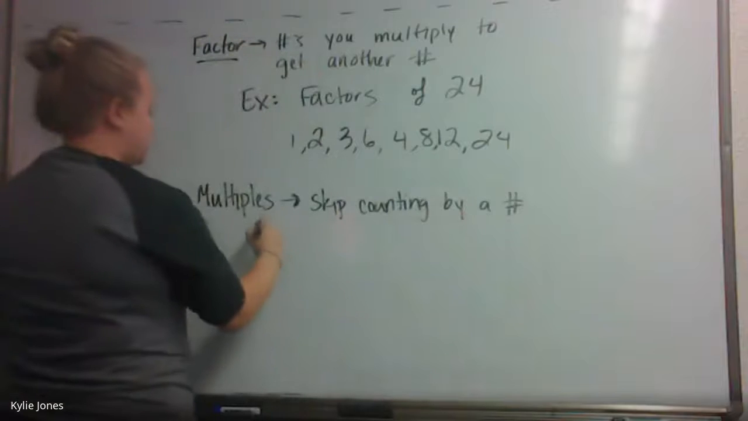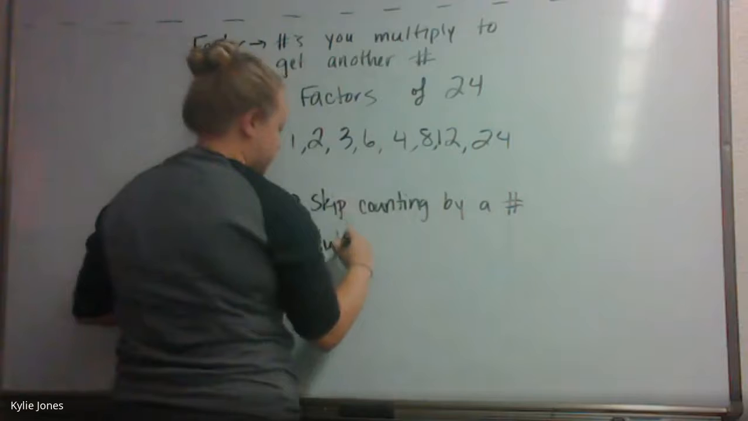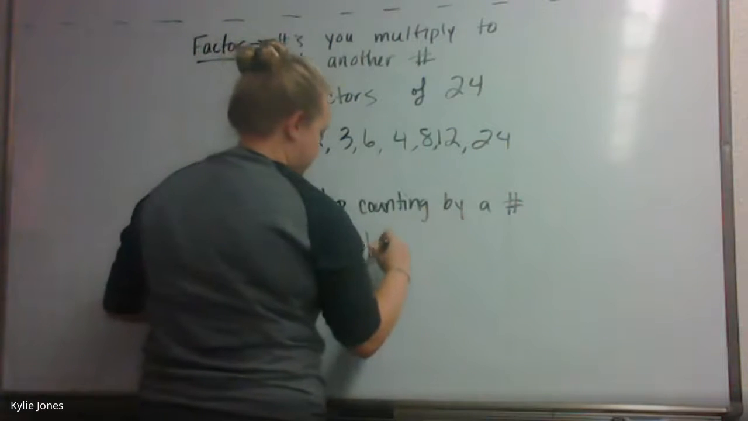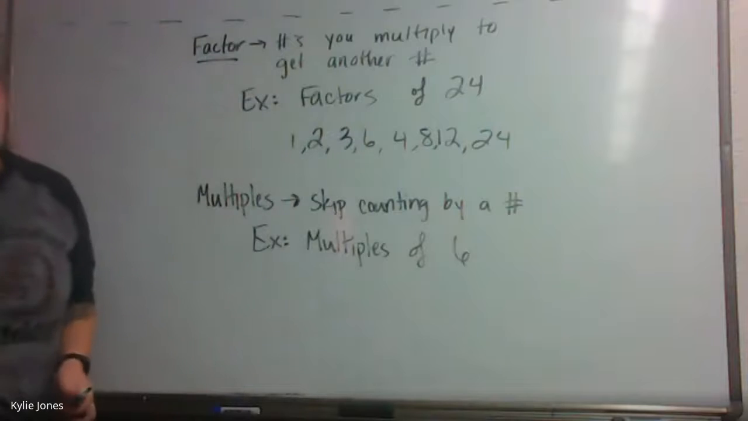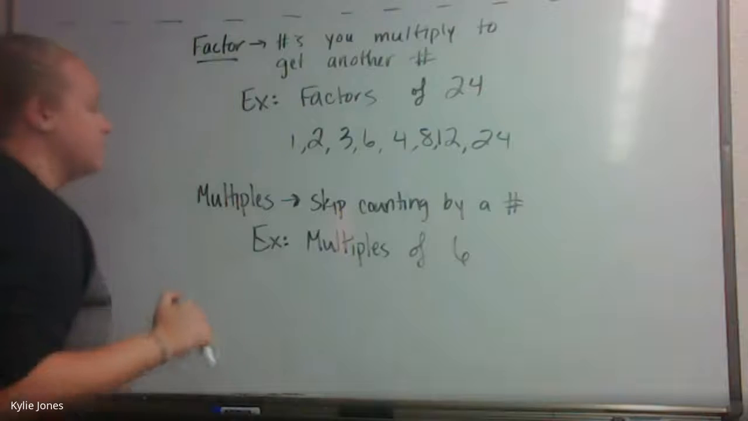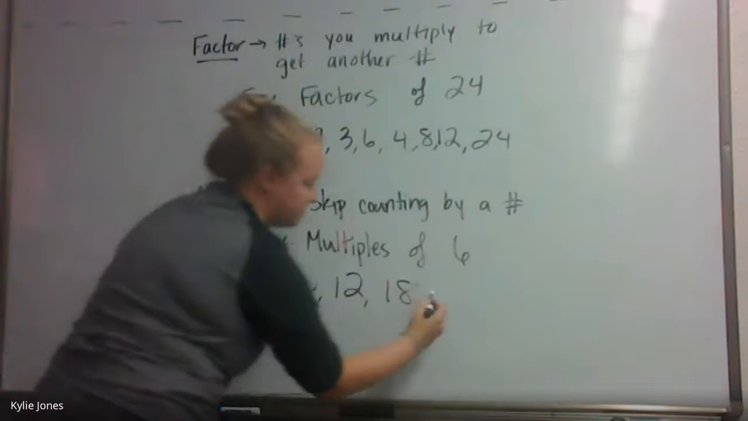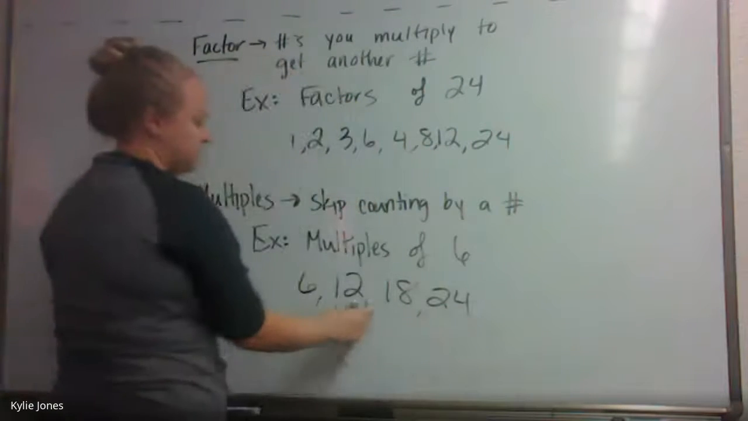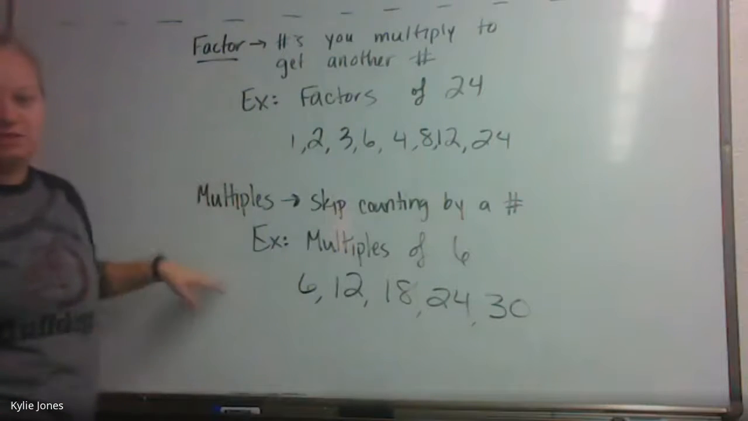Okay, so if we do an example of this one, let's do the multiples of 6. Let's just list the first 5 multiples of 6. So what's the first multiple of 6? 6, 12, 18, 24. Good. 1, 2, 3, 4. So one more. What's the last one? 30. Now, the difference between these, right?